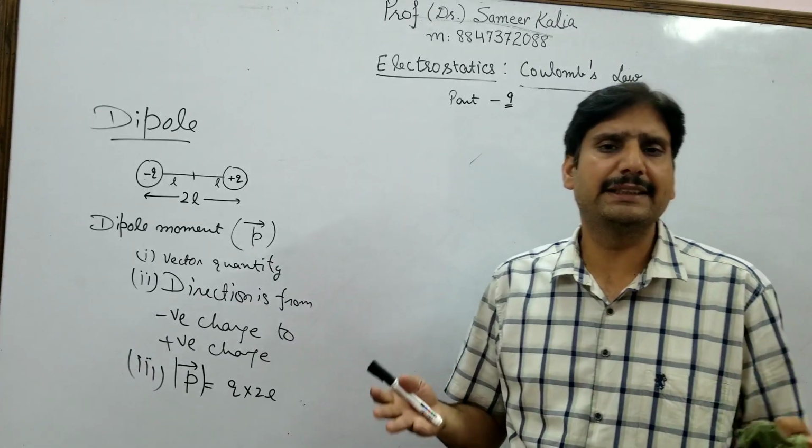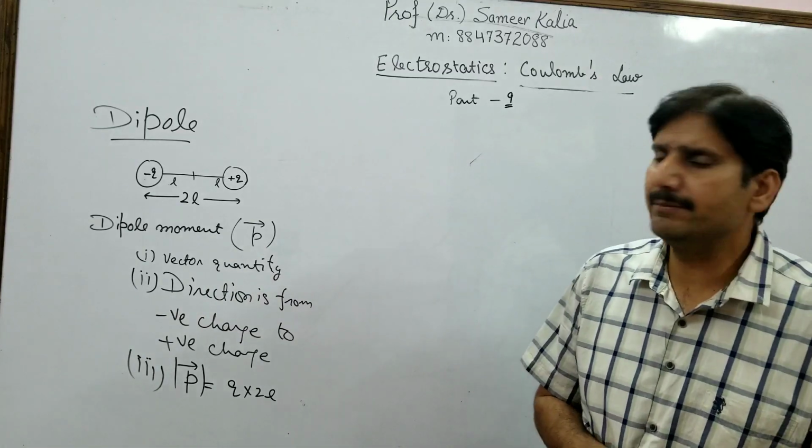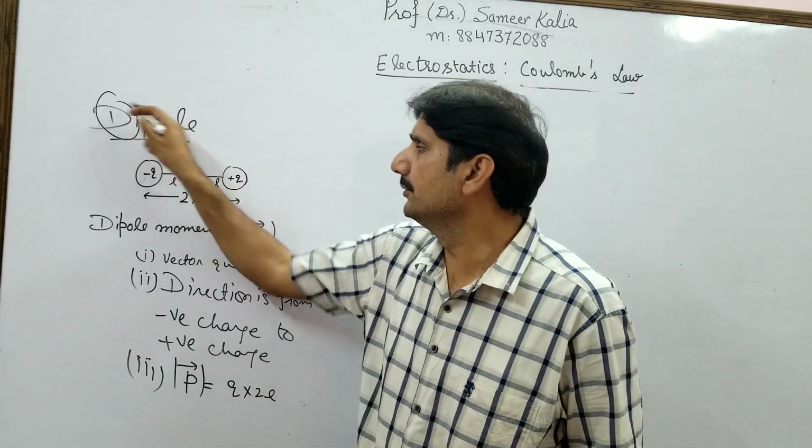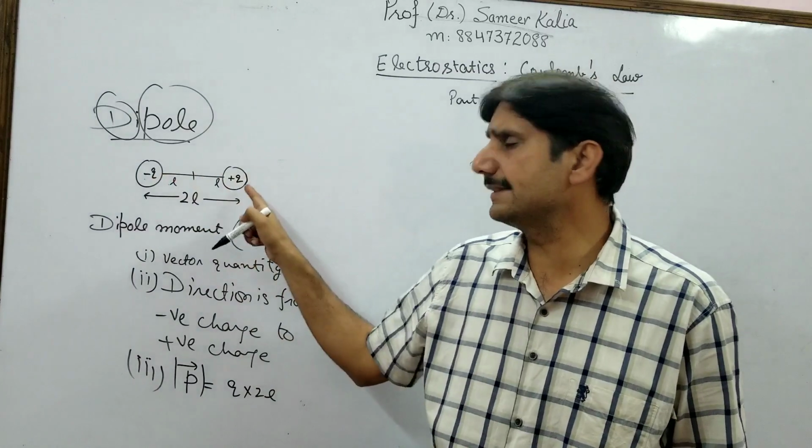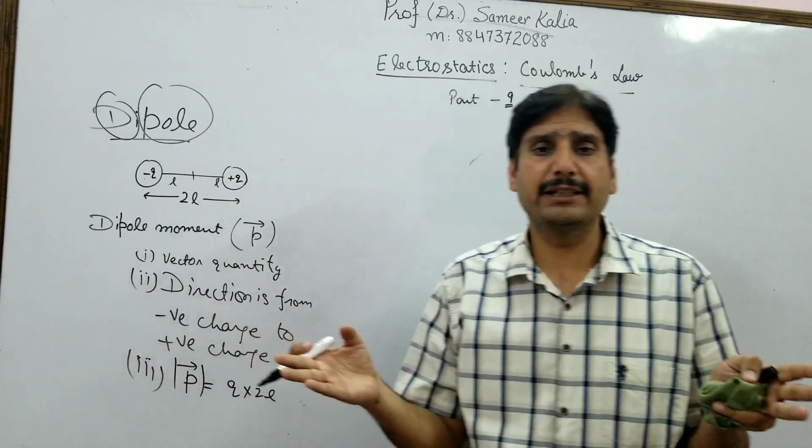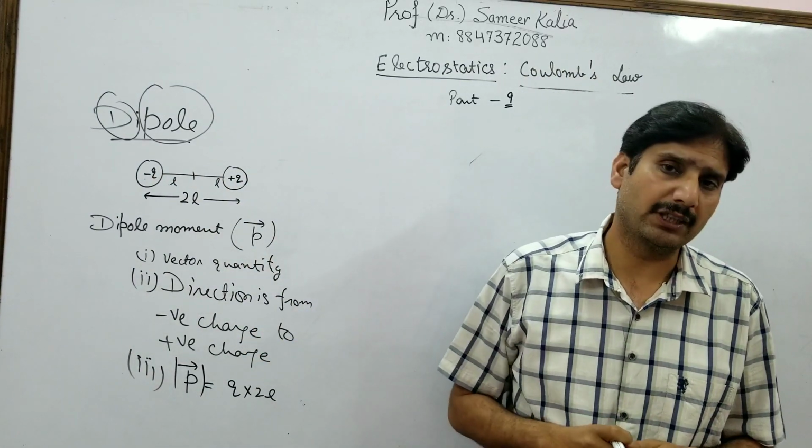So first of all, what is a dipole? Dipole, as the name is suggesting, it has got two poles. That means two charges of opposite polarity separated by a fixed distance. That is what we call a dipole.